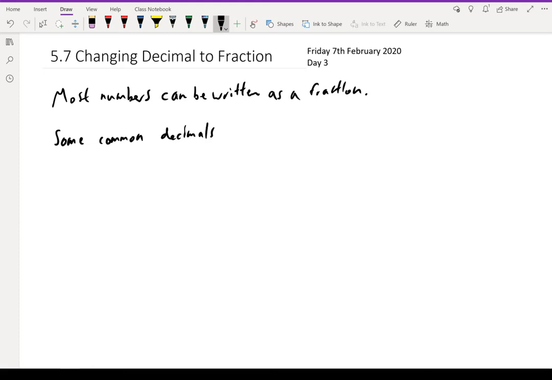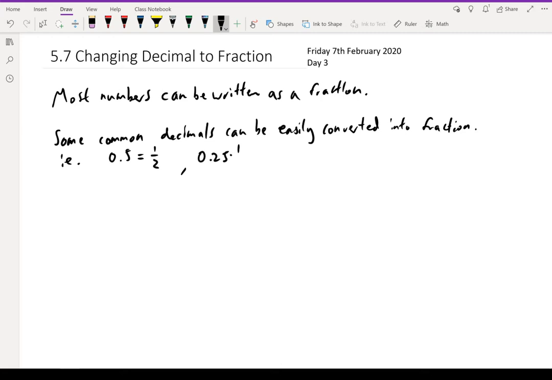Now, some common decimals can be easily converted into fractions. For example, 0.5 is the same as half. That's a very simple one. Most people know this.